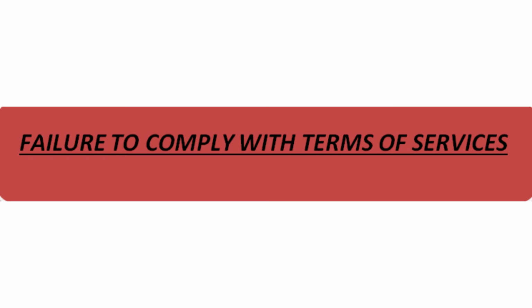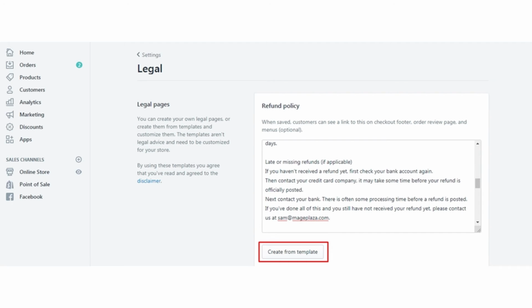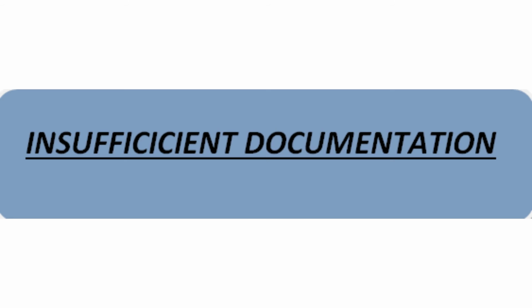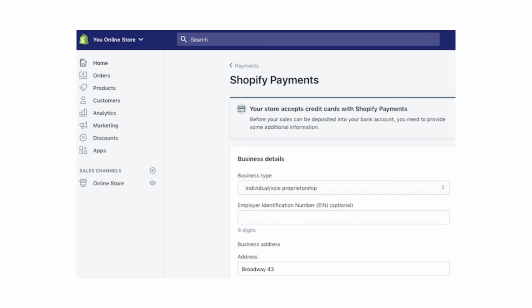The fourth reason is failure to comply with terms of service. If you fail to comply with Shopify's terms of service or payment provider agreements, your account may be suspended. The fifth one is insufficient documentation. Shopify Payments may require specific documentation to verify your business and identity. If you fail to provide the required documentation or if the information provided is inadequate, your account could be suspended.